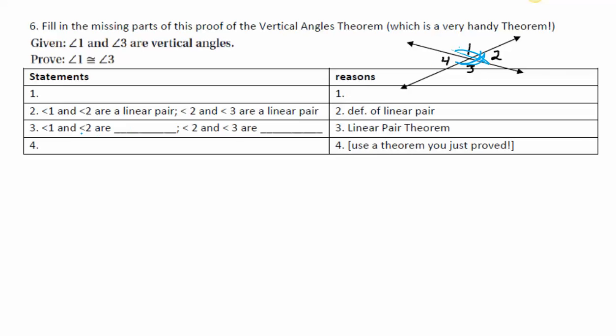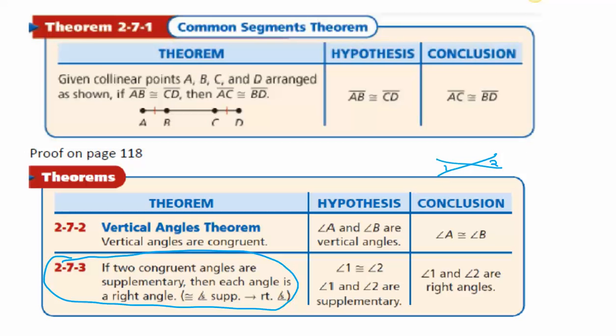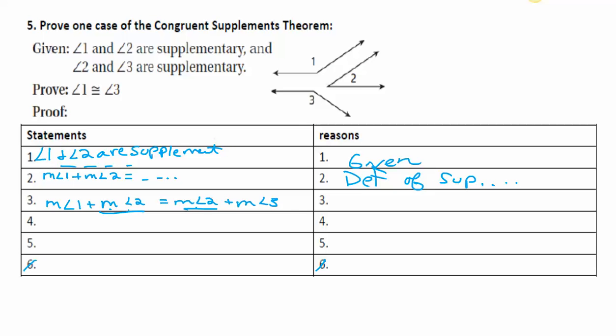And then you've already used this before. The linear pair theorem says that if they're a linear pair, then they're supplementary. So that's your missing words there. And then we just proved a theorem, let's look back a minute. We proved that if they're supplementary to the same angle, then they are congruent to each other, the congruent supplements theorem.